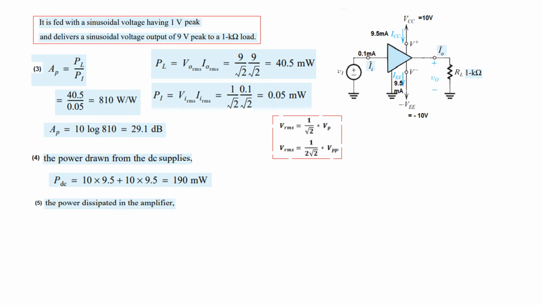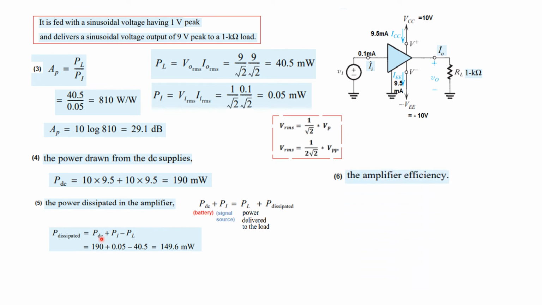Then the power dissipated in the amplifier. Now we have to use this formula. We have discussed this, that the PDC plus the power by the signal source should be equal to the power across the load and power dissipated. So from here we get power dissipated to be PDC plus PI minus PL, and we know all these. We have calculated all this. So PDC, we plug in the value of PDC here, 190. PI, we had calculated it to be 0.05, and P load, we had also calculated it to be 40.5. So this is 40.5 the load, and this is the input. So plugging in, we get the answer. Power dissipated is 149.6 milliwatt.